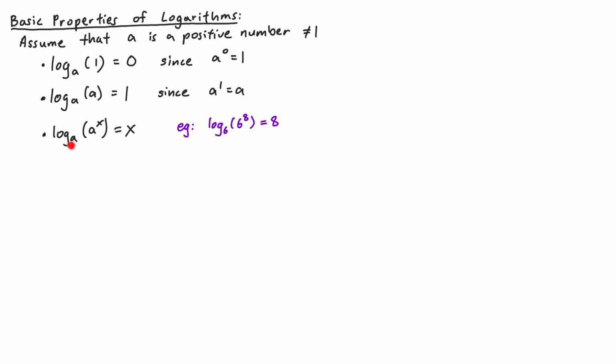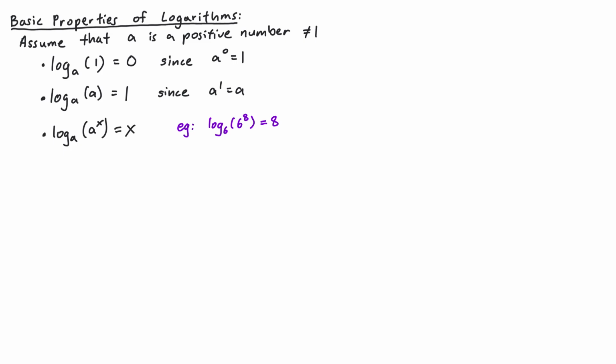In this logarithm, we're thinking to ourselves, the base a here raised to what power gives us a to the power of x. Since the number that we're taking the logarithm of is already written in the form a raised to some exponent, the exponent here is the answer to our logarithm.